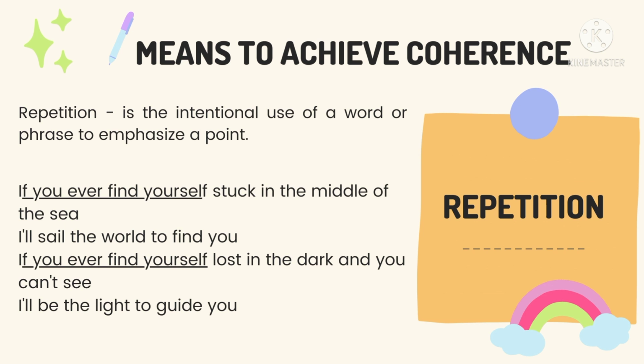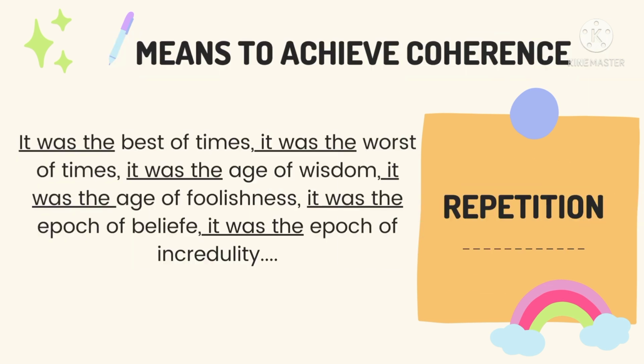Another example here is, it was the best of times. It was the worst of times. It was the age of wisdom. It was the age of foolishness. It was the epoch of belief. It was the epoch of incredulity. It was the season of light. It was the season of darkness. It was the spring of hope. It was the winter of despair. We had everything before us. We had nothing before us. We were all going direct to heaven. We were all going direct to other way. So that is a passage coming from Charles Dickens' A Tale of Two Cities.